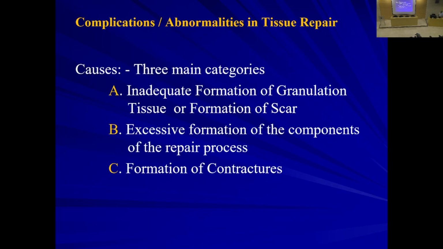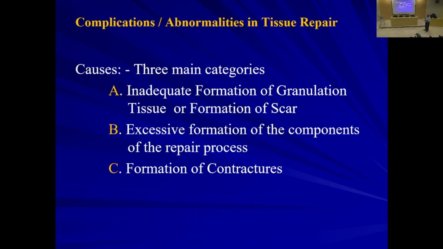I still have some time. Now, there are complications or abnormalities of tissue repair. I thought I'll bring you the common ones. There are three main categories, but many subcategories that you could get into, but I lumped them into these three. Either there is inadequate formation of the granulation tissue. That means inadequate formation of a scar. So this is a very weak scar that can rupture at any time.